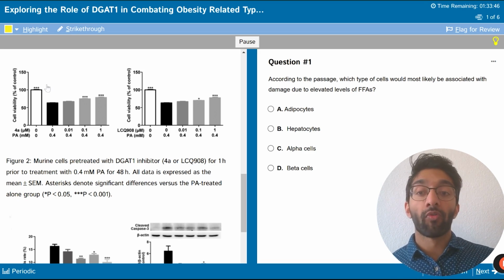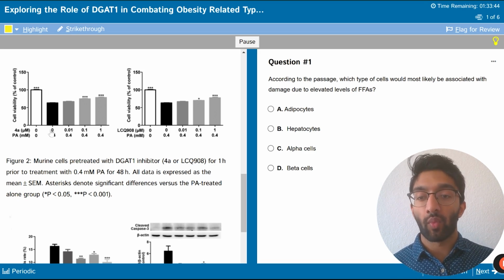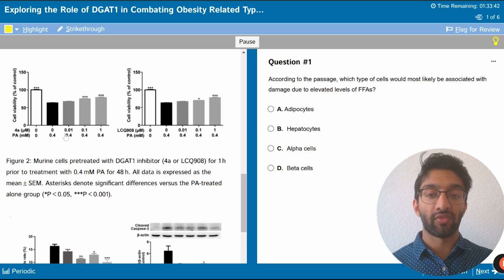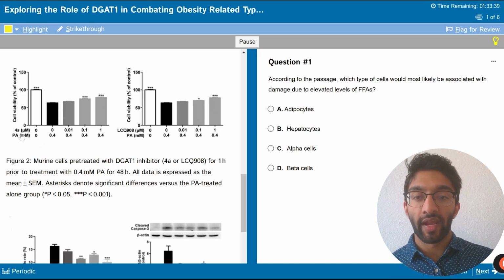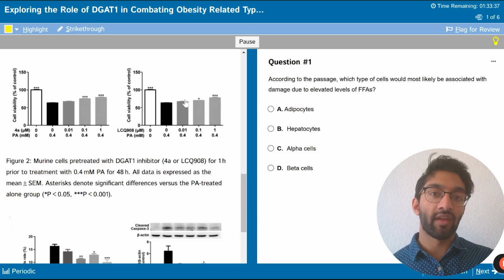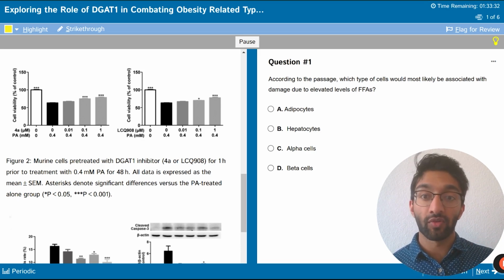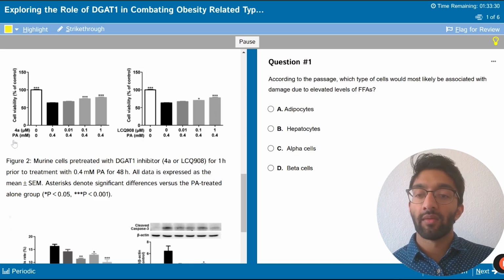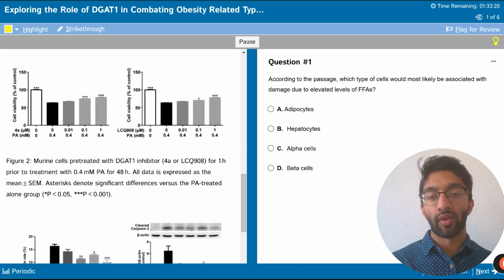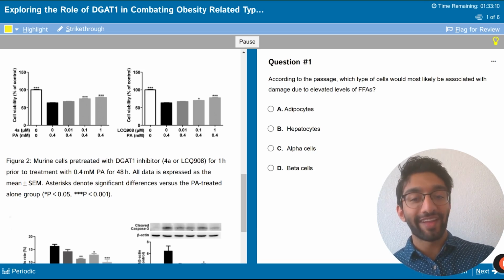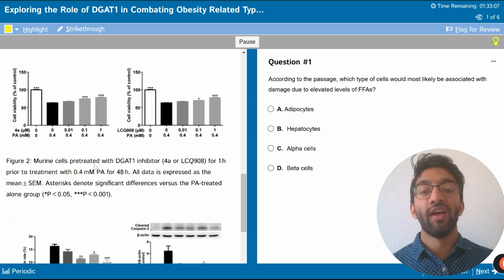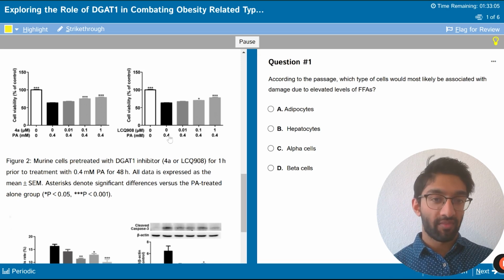So overall, what I see here, right, on the x-axis to start, the independent variable, we have either 4A or LCQ, which we talked about earlier. They're the two different inhibitors of this enzyme, DGAT1. And then palmitic acid, PA. We notice in both of them you have PA 0 and then 0.4. That makes sense because earlier we were told that they were exposed to PA for 48 hours and then the inhibitor for 1 hour. So the point is that the PA was there in advance.